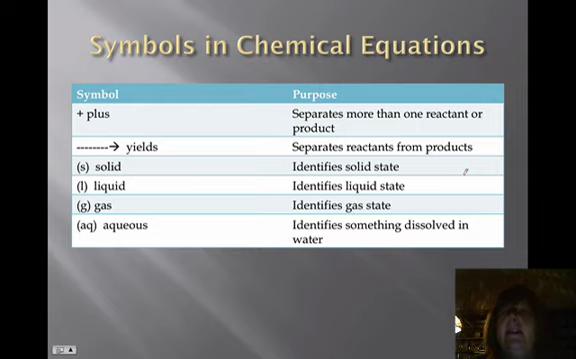All right, so let's learn about the symbols in these chemical equations. That plus sign is just like plus in math. It's going to separate more than one reactant or product. The arrow, we say yields in chemistry, and that separates the reactants from the products. The S in parentheses means solid. It's identifying a reactant or a product that's in the solid state. The L in parentheses is liquid. It identifies a reactant or a product as in the liquid state. G identifies a reactant or a product in the gas state, and AQ stands for aqueous, which identifies something that has been dissolved in water.